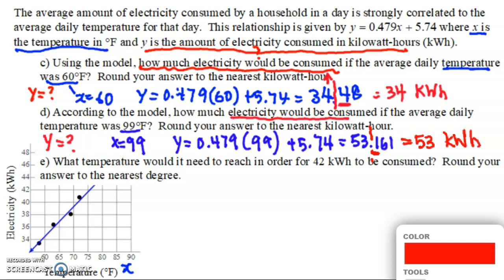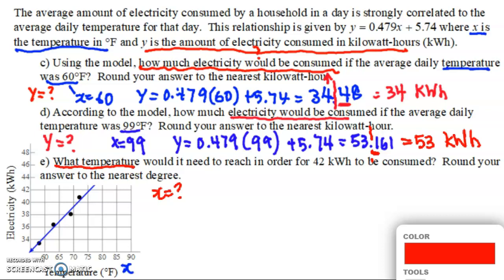Okay, last problem. What temperature? Now, this time we are being asked, what is the temperature? Temperature is on the x-axis as well, and we're told here, x is the temperature. That means we're looking for temperature. So we are looking for x. What would it need to reach in order for 42 kilowatt hour to be consumed?